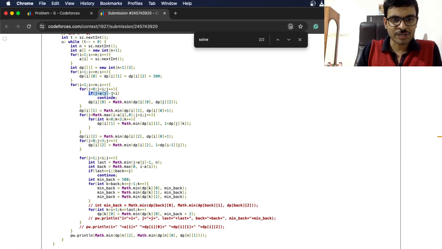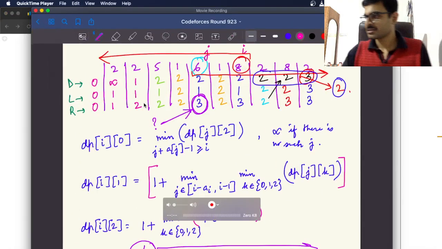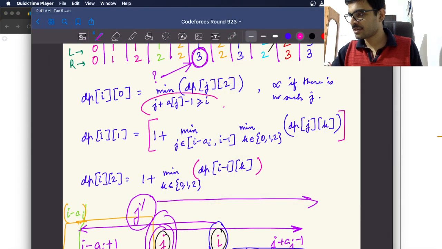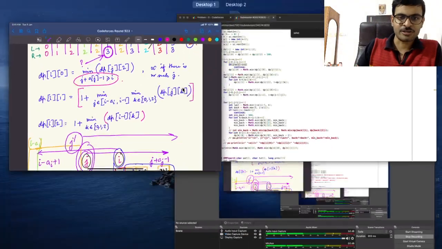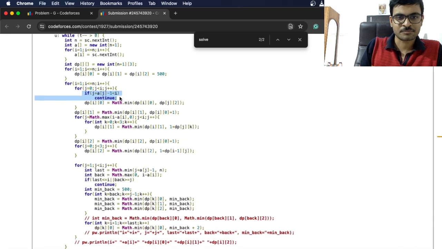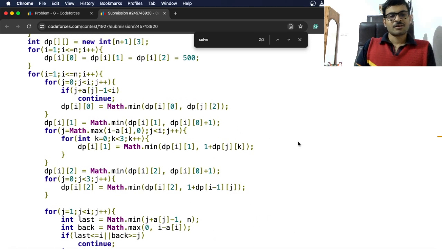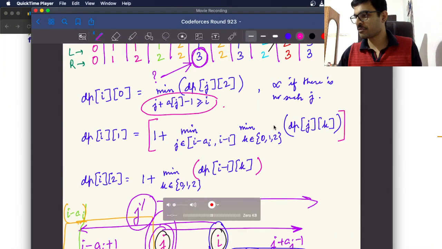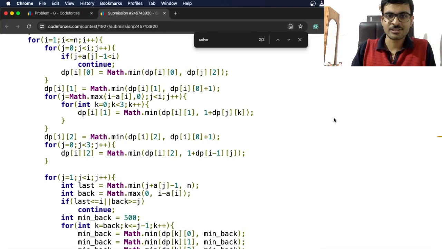I'm checking whether my j is correct or not. We had discussed that this is the j condition we need to satisfy. So I'm checking this j condition over here. If this j condition doesn't follow, then continue. Then dpi1, we have seen dpi1 for multiple j's and for all the three k's. So that's exactly what I'm doing for multiple j's in that window, and for all the three k's I'm finding the minimum value.